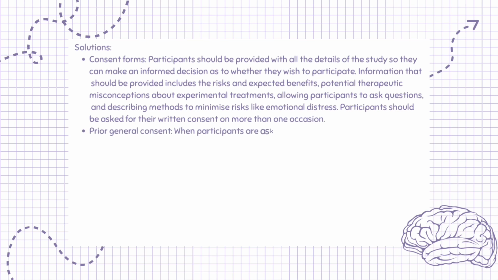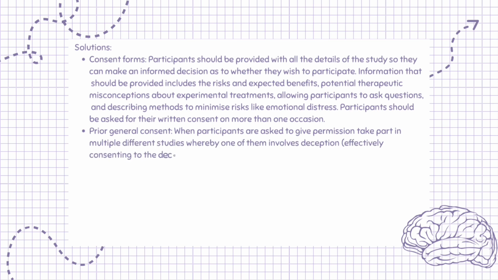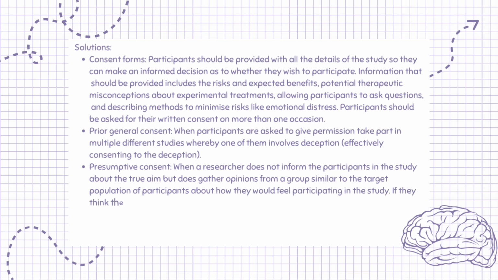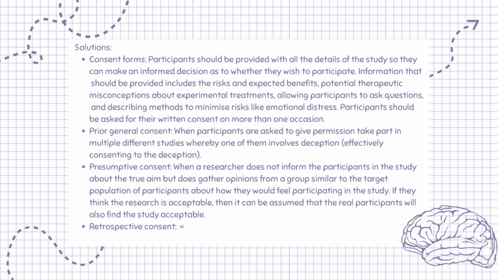Prior general consent. When participants are asked to give permission to take part in multiple different studies whereby one of them involves deception, effectively consenting to the deception. Presumptive consent. When a researcher does not inform the participants in the study about the true aim but does gather opinions from a group similar to the target population of participants about how they would feel participating in the study. If they think the research is acceptable, then it can be assumed that the real participants will also find the study acceptable. Retrospective consent. When participants are asked for their consent after they have participated in the study.